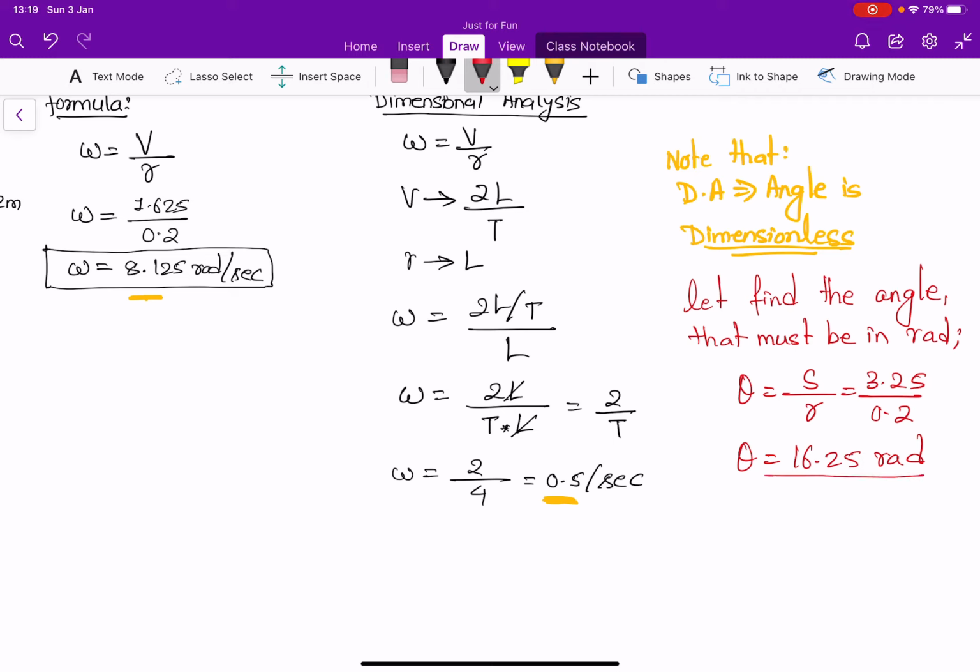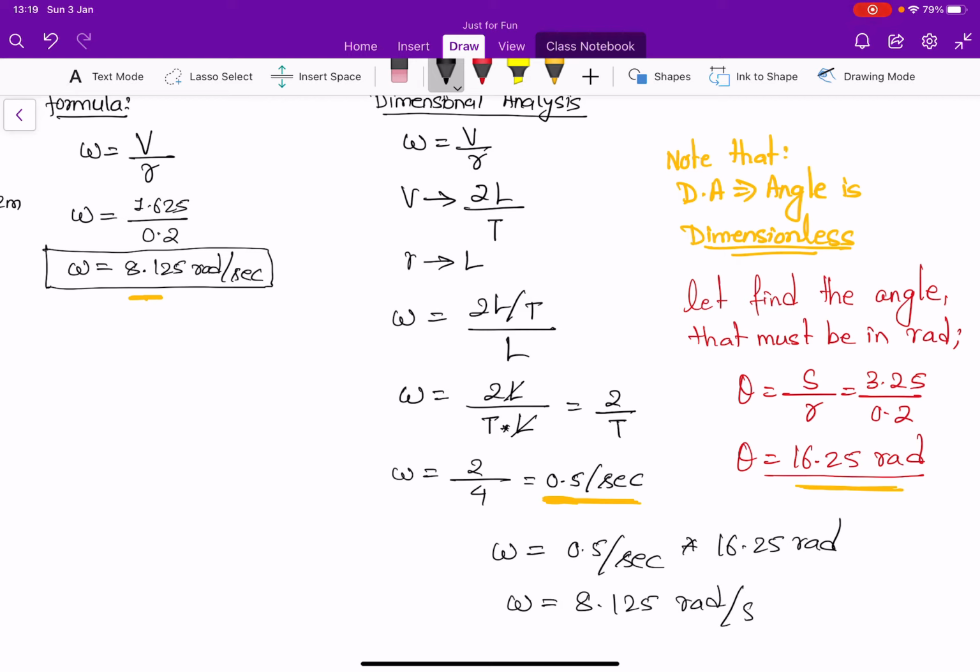So once we get this radian, we can multiply with this relationship. This value and this value, we're going to multiply with each other. And once we multiply them, we are going to get our final result of omega: 0.5 per second times 16.25 radian gives us omega as 8.125 radian per second. And hence we got the same answer, and hence we verified it.